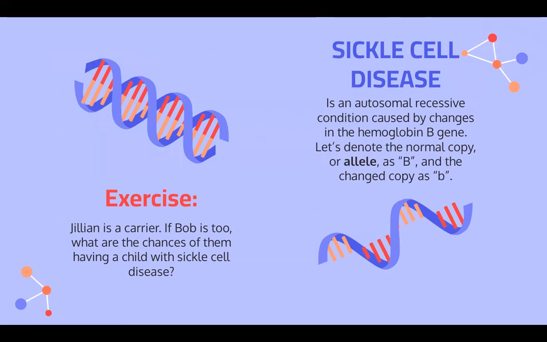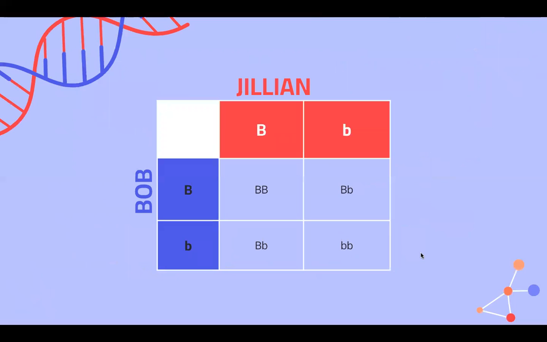Specifically, sickle cell disease is caused by changes in both copies of the hemoglobin B gene. So let's denote the normal copy, or allele, as a capital B and the changed copy as a little b. So let's make a Punnett square. If Jillian is a carrier and if Bob is too, what are the chances of them having a child with sickle cell disease? We can create this Punnett square based on their genotype, their big B's and little b's. Since Jillian is a carrier, she has one normal copy and one non-working copy, hence the little b. And so does Bob.